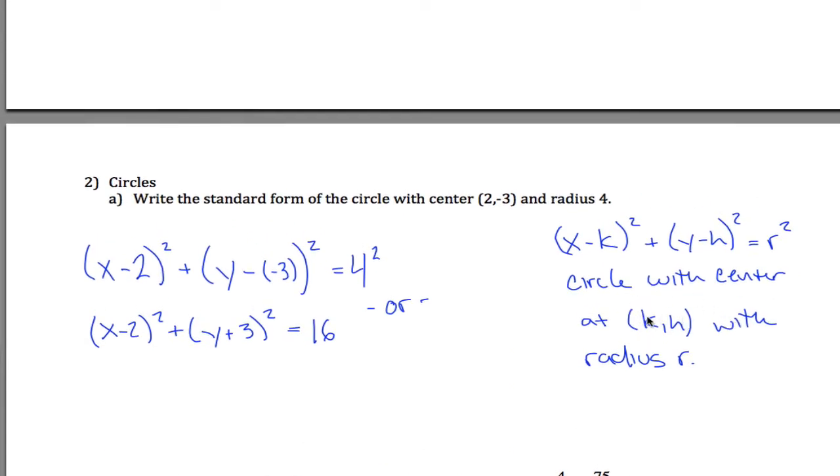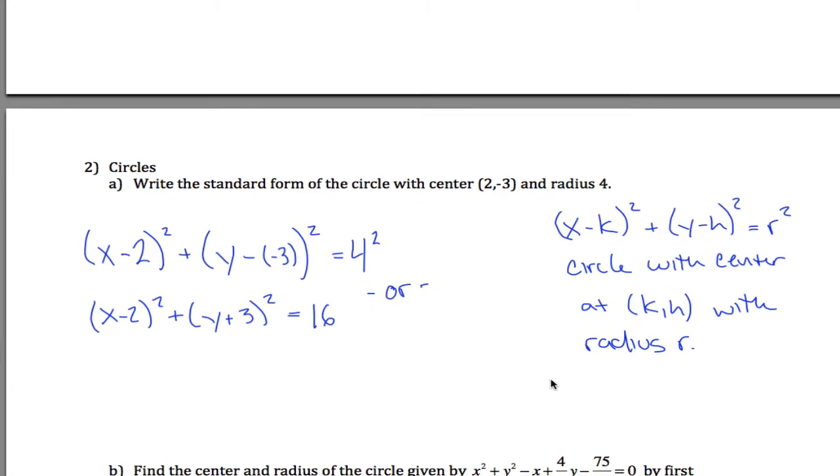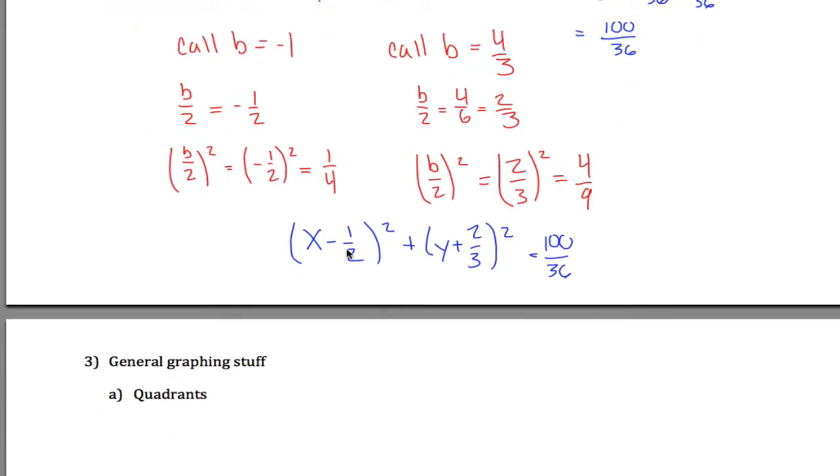Well, the center are the things that are getting subtracted from the x and the y. That's the x and y coordinates of the center. So in this case, I'm subtracting 1/2 from the x. So my center is at positive 1/2. The x coordinate of the center is 1/2, x minus 1/2.